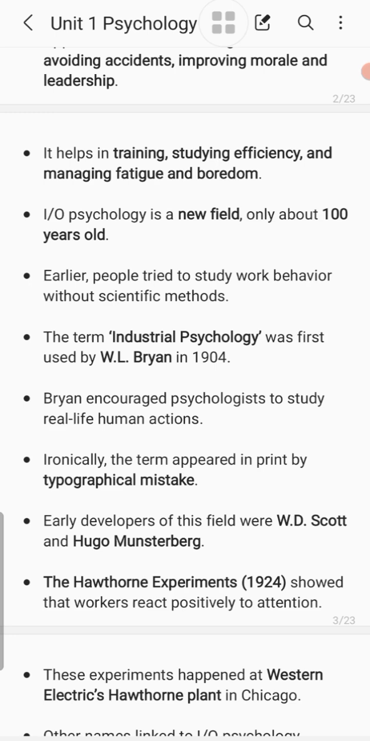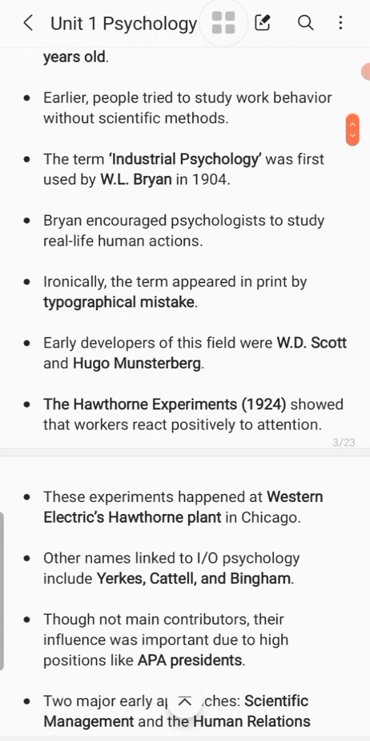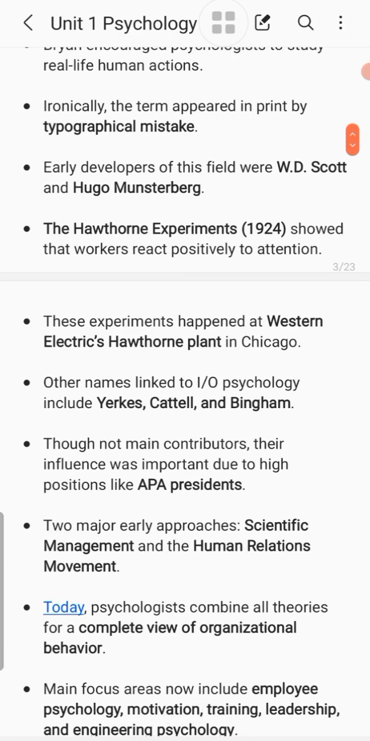Early developers of this field were W.D. Scott and Hugo Munsterberg. The Hawthorne experiments 1924 showed that workers react positively to attention. These experiments happened at Western Electric's Hawthorne plant in Chicago. Other names linked to industrial or organizational psychology include Yerkes, Cattell, and Bingham. Though not main contributors, their influence was important due to high positions like APA presidents.